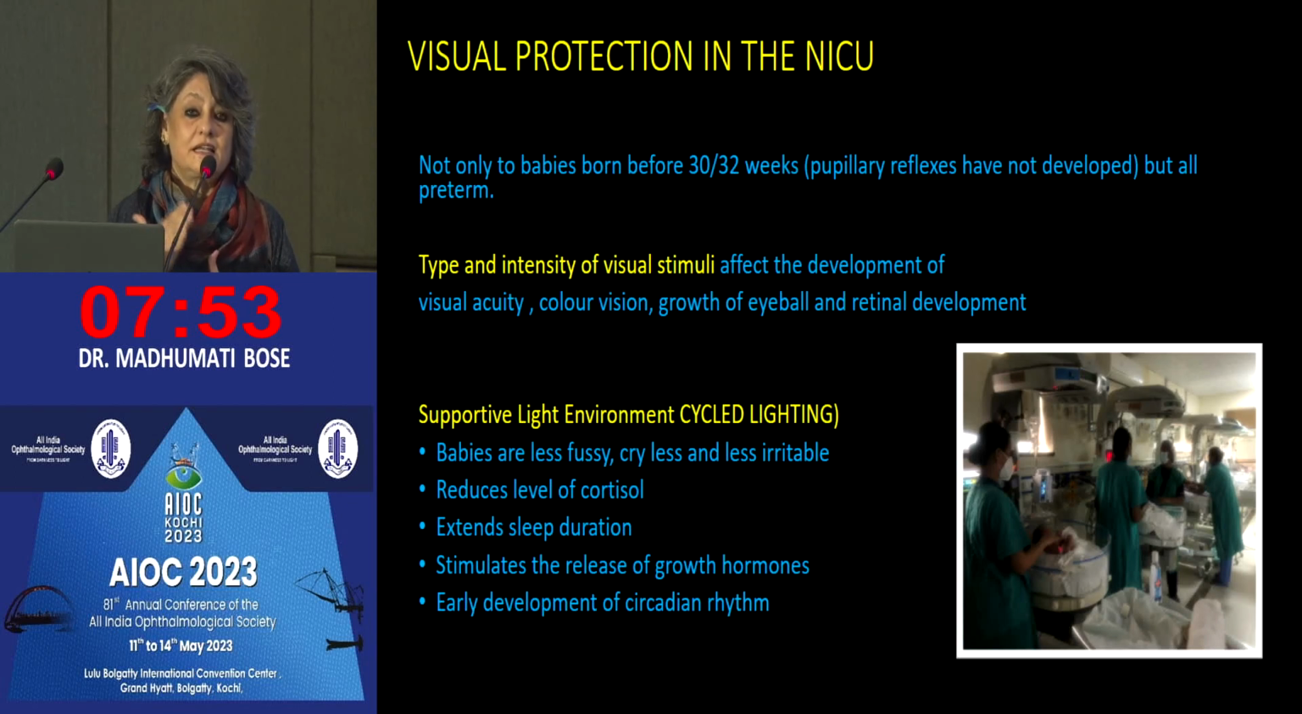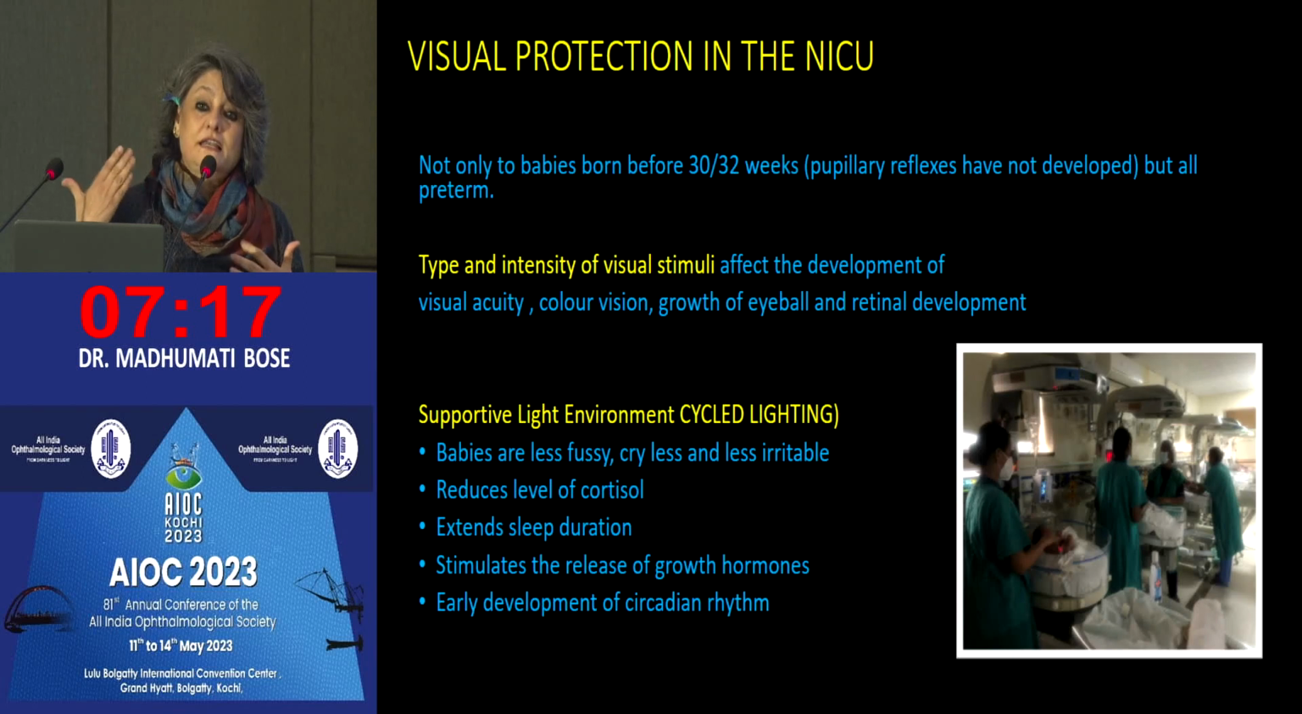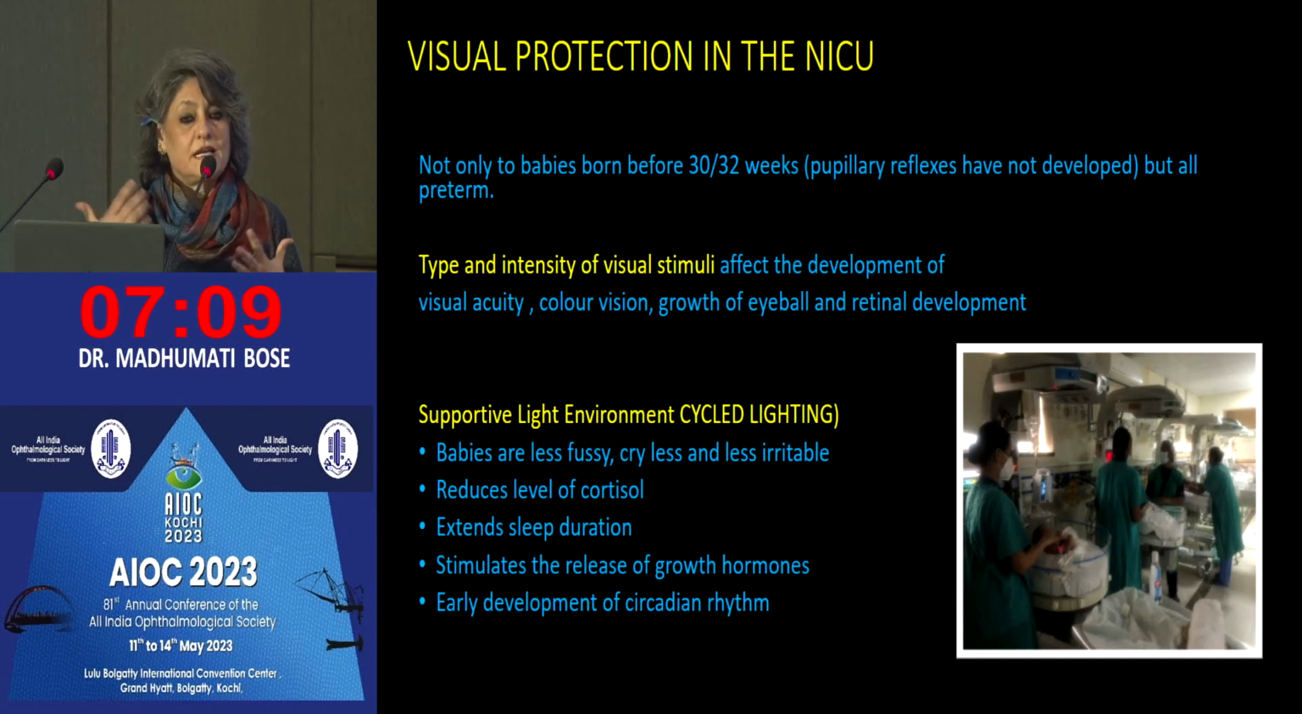The intensity and the level of stimulation affects visual acuity, development of color, development of the eyeball, and the retinal development. If we have to give stimulation, at least give them first protection and then stimulation. Protective lighting has been recognized in developmental supportive care. We have to give cycled lighting where there is 12 hours of daylight and 12 hours of night. They have shown that infants are less fussy, they cry less, they are less disturbed, the level of cortisol is reduced, this stimulates the growth hormones, and they have better sleep, and the circadian rhythm follows.